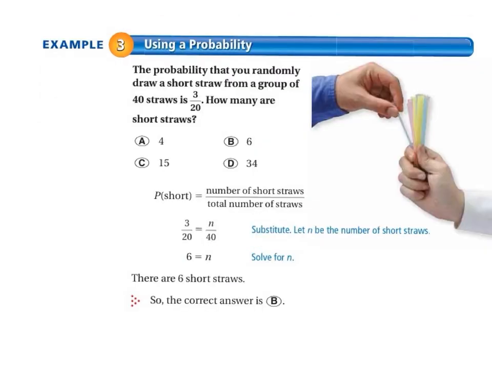Let's move on to example 3, using a probability. The probability that you randomly draw a short straw from a group of 40 straws is 3/20. How many are short straws? So here are our choices. We'll get back to those later. So the probability of a short straw equals the number of short straws over the total number of straws.